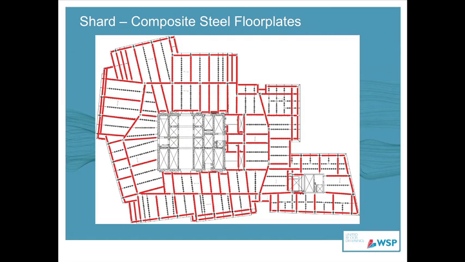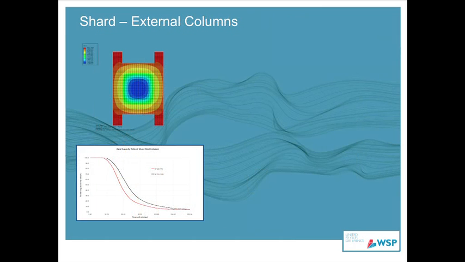But critically, all columns, because columns are critical elements in terms of vertical stability, and because you don't know how many columns would actually be involved in a severe fire, we upped the fire protection requirements for the columns to 120 minutes in this case. And that really was where the majority of the savings in fire protection was made in terms of the Shard.